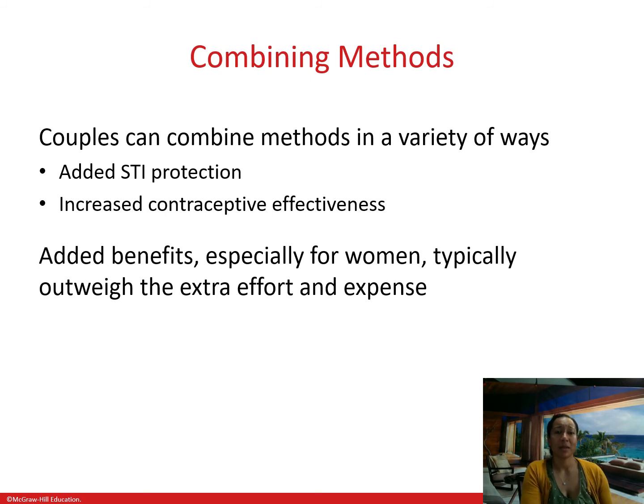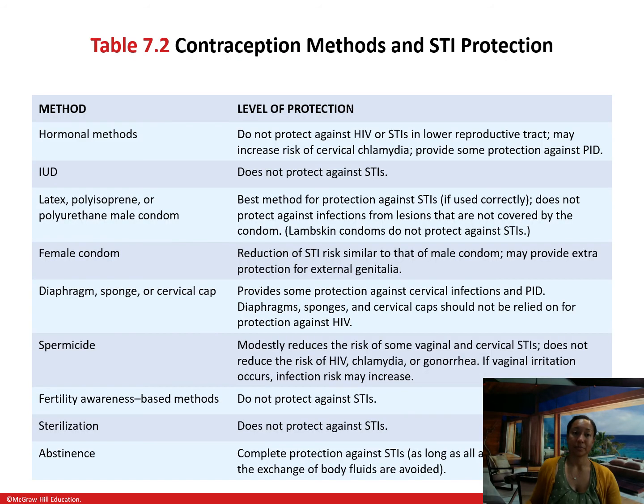All right, combining different methods. Couples can combine methods in a variety of ways. You can add STI protection. You can increase contraceptive effectiveness by learning how to utilize them effectively, or learning how to utilize them better. There's added benefits, especially for women, typically outweighing the extra effort and expense. So combining different methods could be helpful in terms of increasing your chances of being able to not get pregnant.